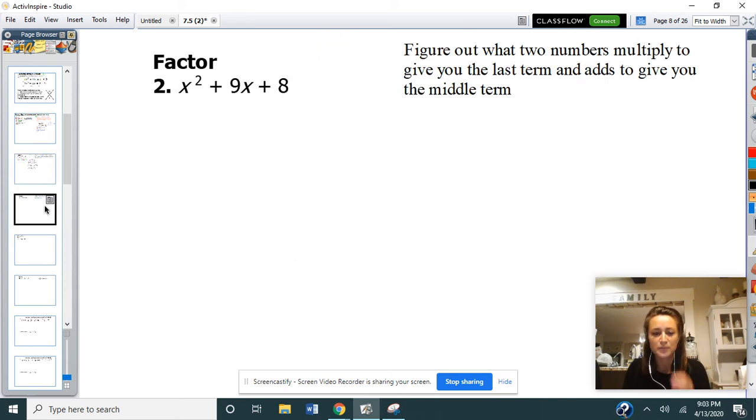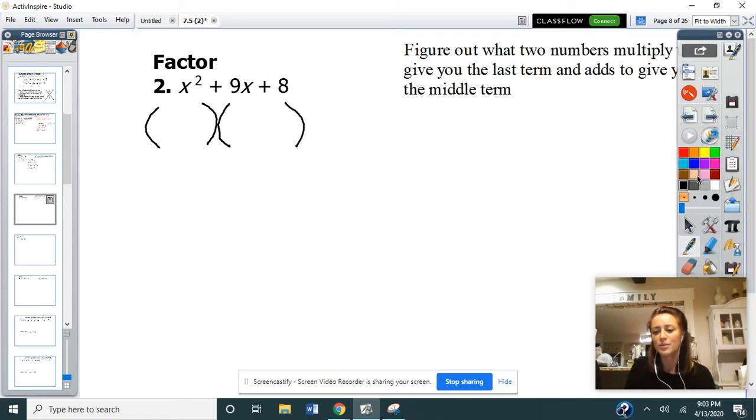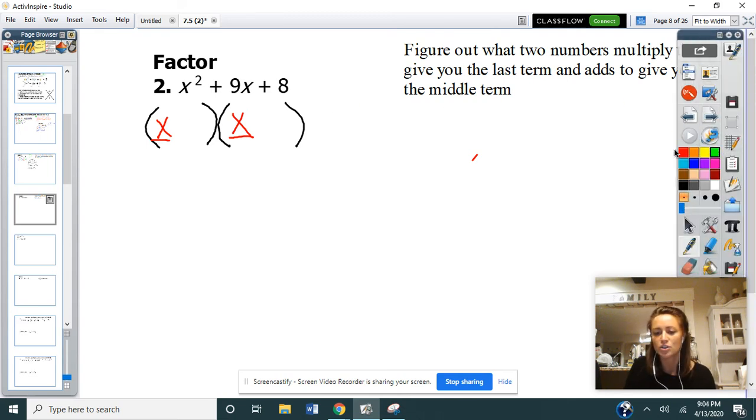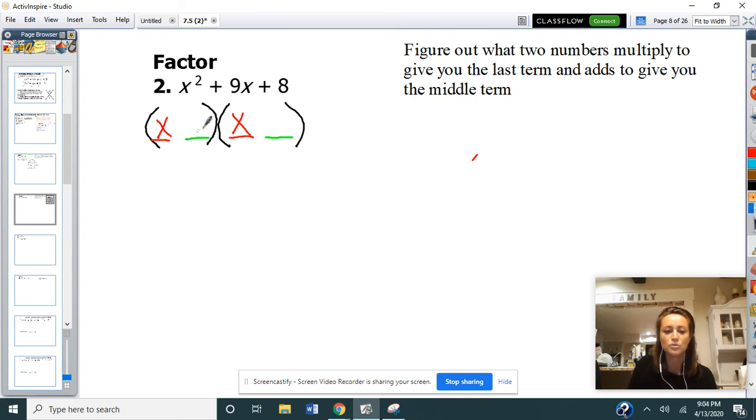Maybe 2 more we should try. So this one, we're going to factor this problem. So we know we're going to turn it into a multiplication problem. Remember, the first 2 terms that go here and here need to multiply to give me x squared. So what multiplies to give me x squared? X times x. Is it always going to be x times x? No. It's just coincidence right now. And then the last 2 terms, what goes here and here, have to multiply to give me 8 and add to give me 9. And that's what this little reminder is.